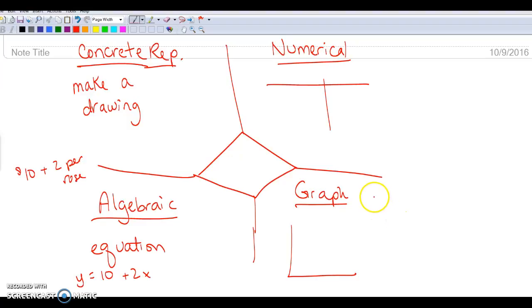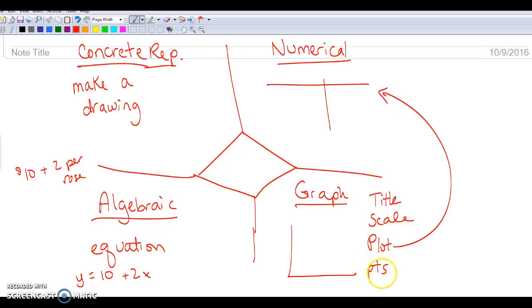For these graphs, you need to make sure that you have a title. You want to have a consistent scale. And you want to plot the points that are in this table only. You don't need to plot anything other than what's in this table. Whatever numbers they give you, those are the ones you're going to plot. So title, scale, oh, and label your axes as well. The only thing that's kind of weird is this diamond, people always seem to forget it. This is going to be your dependency statement. So you're going to say blank depends on blank. So if it was the roses, it would say your cost depends on the number of roses you order.